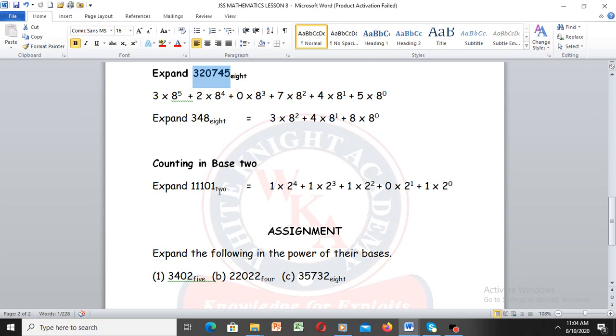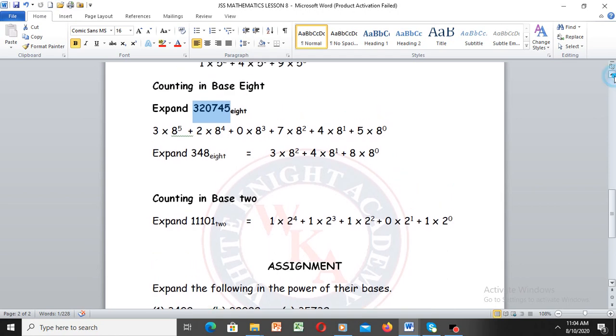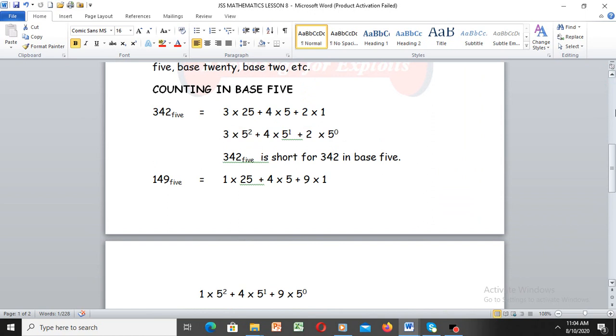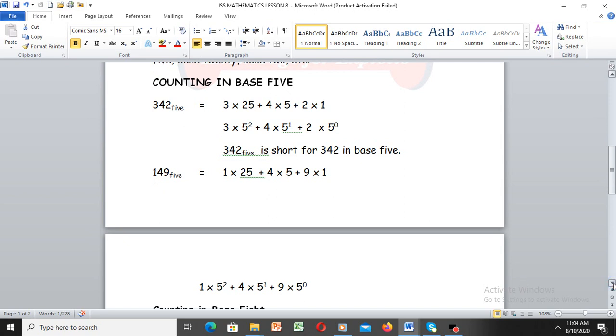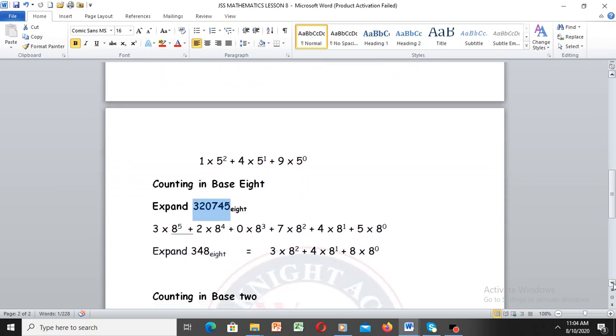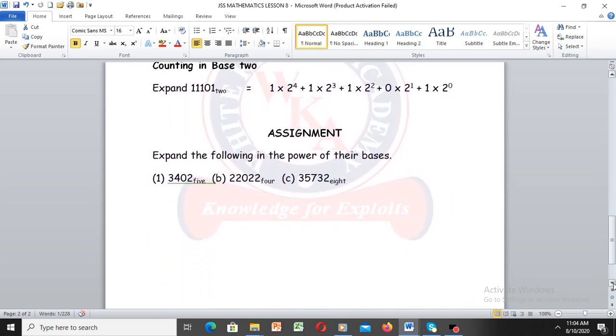So you notice something, that when we are expanding a number in base 2, we multiply by 2 and raise to the powers. Then when we are expanding base 8, multiply by 8. When we are expanding base 5, multiply by 5. So when you are expanding any number base, you multiply by that number, then put their powers according to the place value of the numbers.